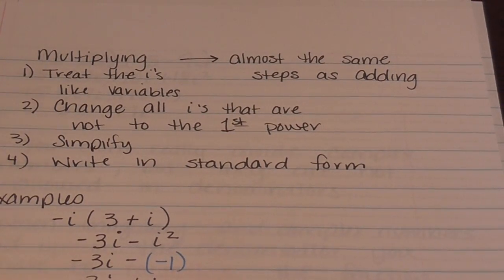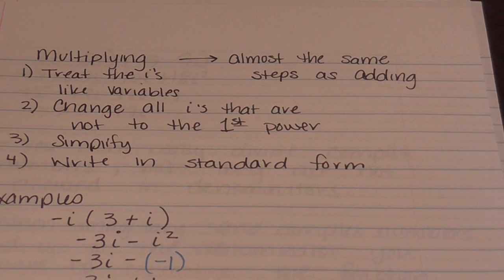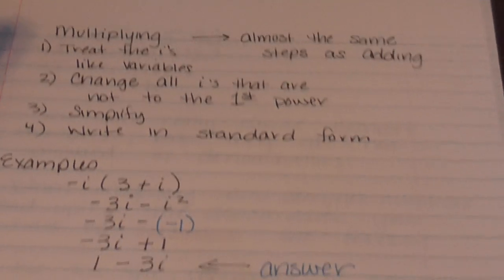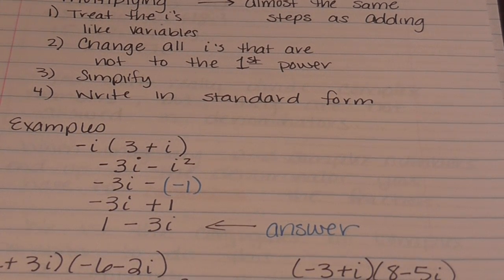When you're multiplying them, it's almost the same. You still treat the i's like variables. Change all the i's that are not in the first power. So I know this seems like a lot of notes, but I'm going through them because this is not a lot different than polynomials. So you treat them just like they're polynomials, except at the end, if you end up with an i squared, you've got to change it to negative 1.